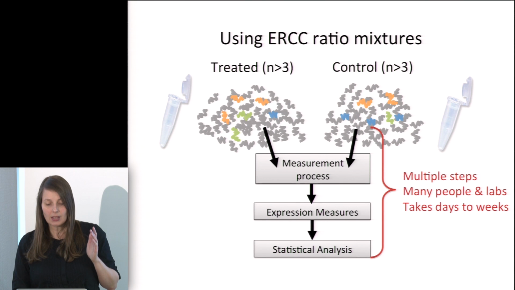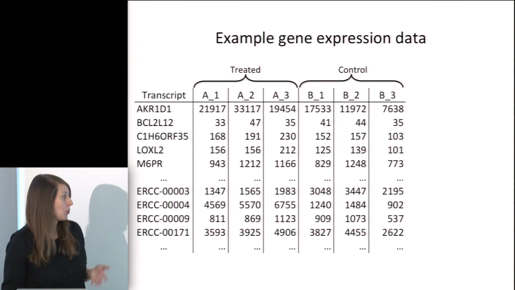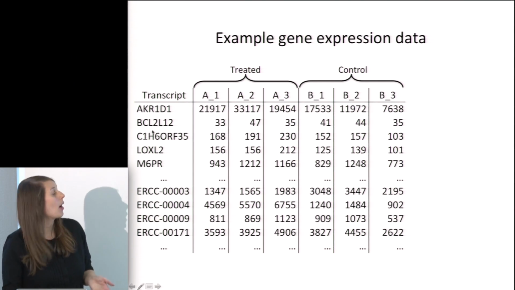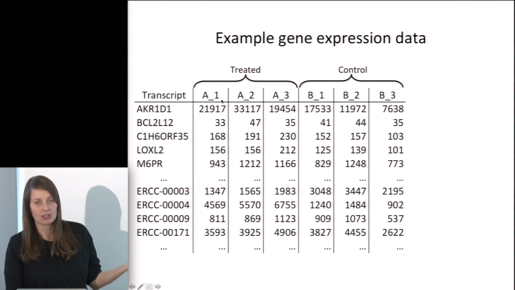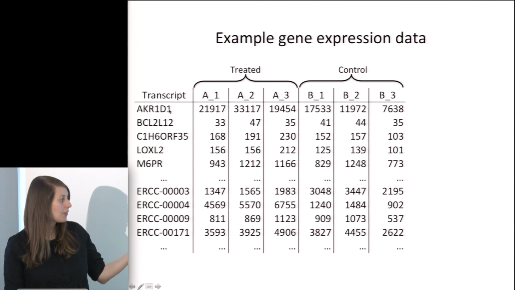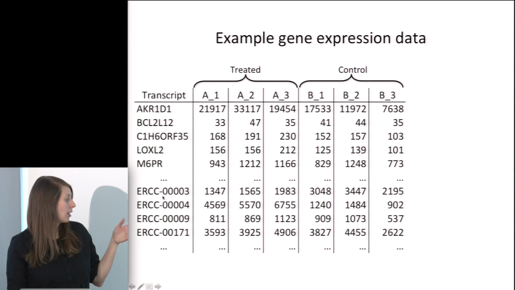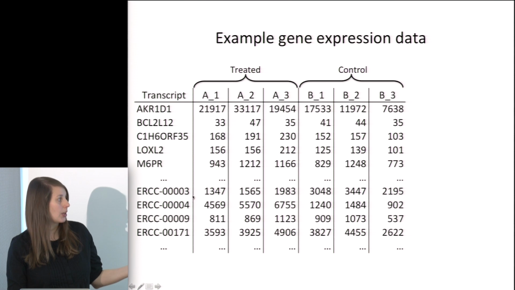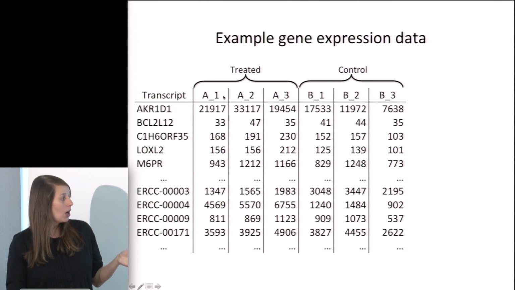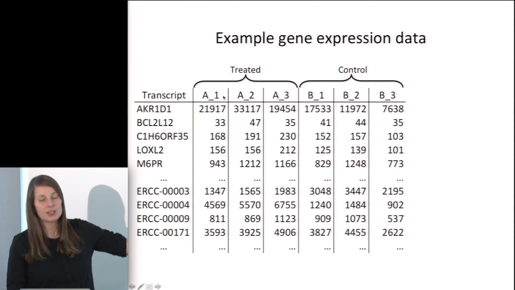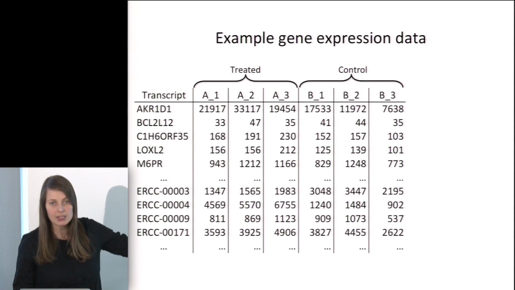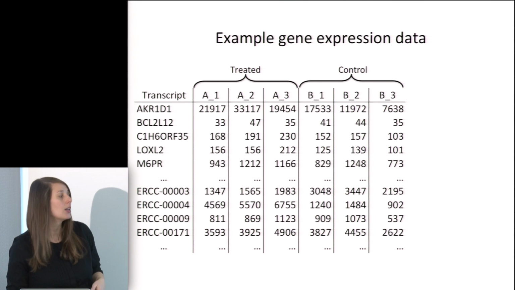So the example type of gene expression data that you would get from this is shown here, where you have a table essentially of data with all of the different transcripts that you're looking at from your sample, and then the ERCC control transcripts are also included in your results, your data. And so for example, this data might be from an RNA sequencing experiment where these are actually counts.